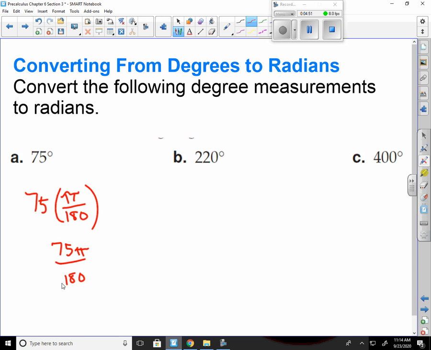If you have a graphing calculator, you just do 75 divided by 180, math, enter, and it comes up with 5 over 12. Then you throw your pi back in. 5 pi over 12. And that's our final answer.